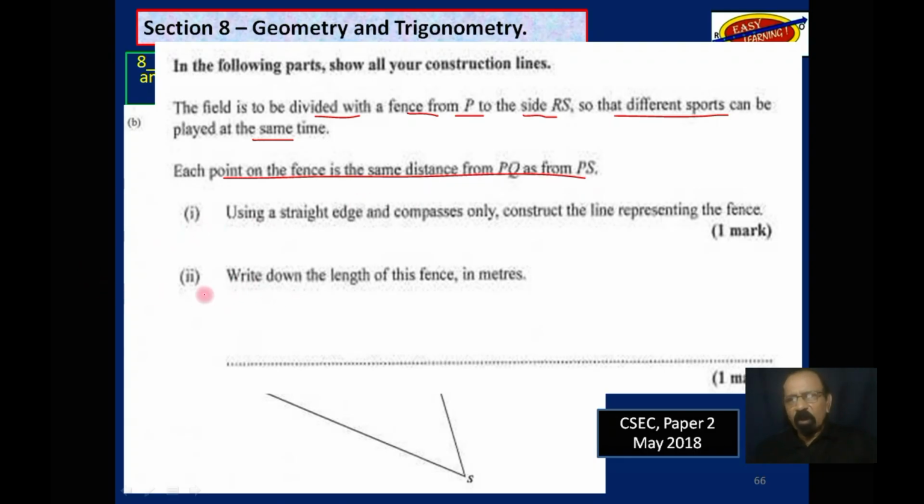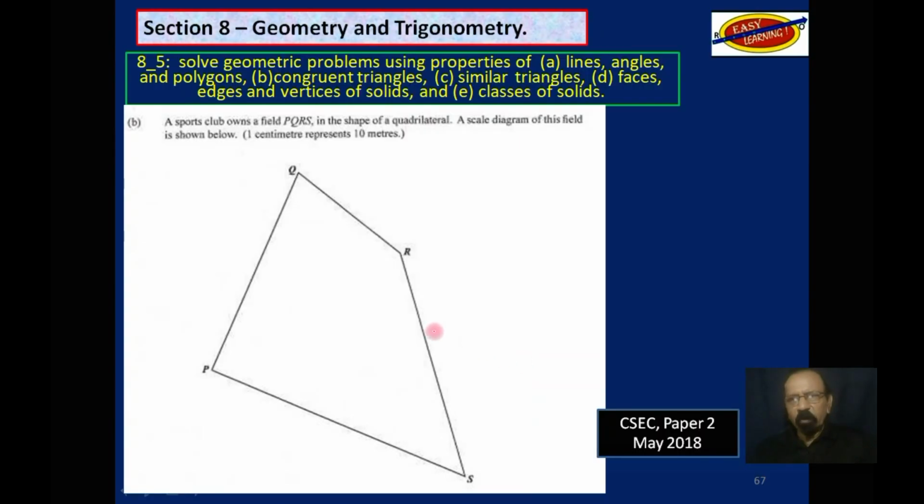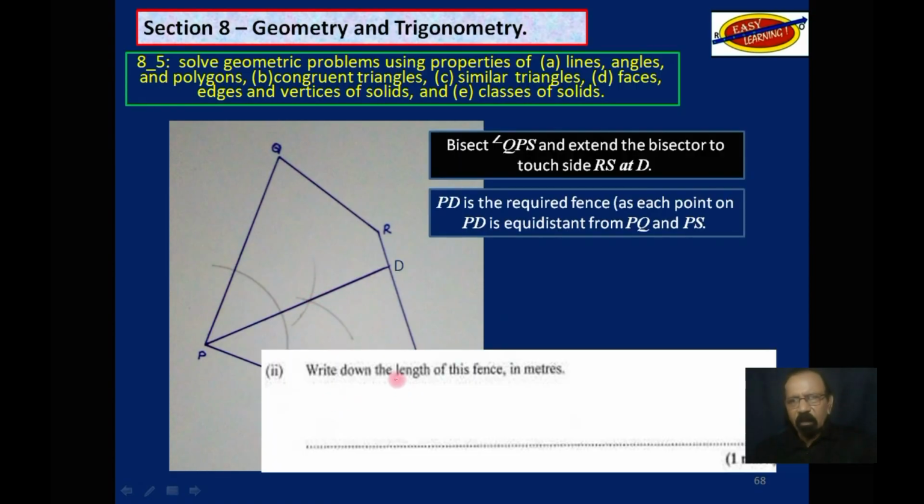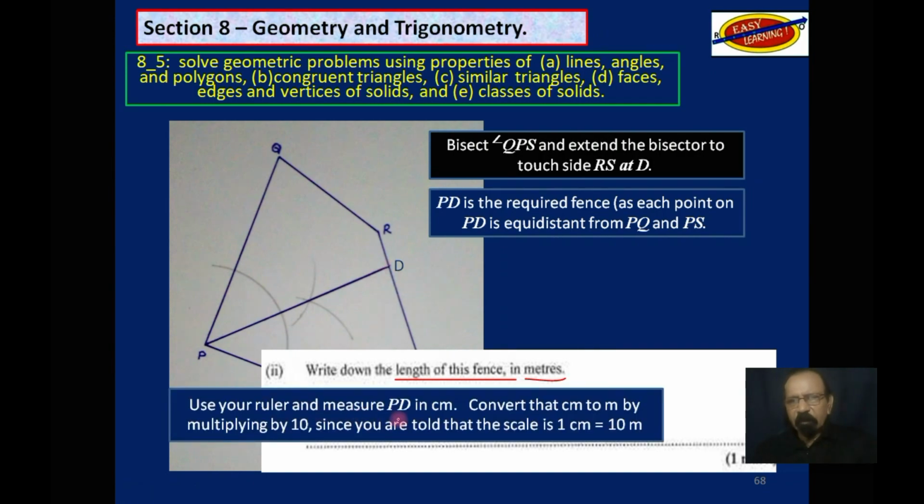And then you have to also write down the length of this fence in meters. But remember, I said it was drawn to scale. So we went through the process of bisecting that angle and we get the fence. It is drawn to scale. Write the length of this fence in meters. So you measure that line, check what the scale was, multiply it by the scale, and you will get your answer. Use your ruler and measure PD in centimeters.